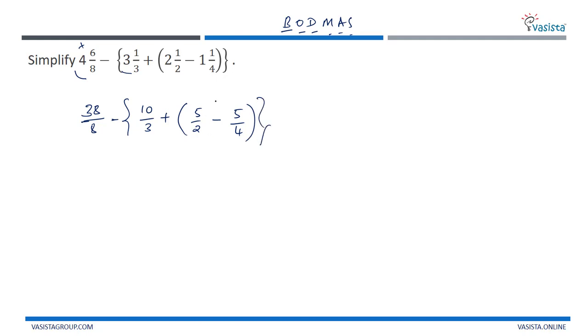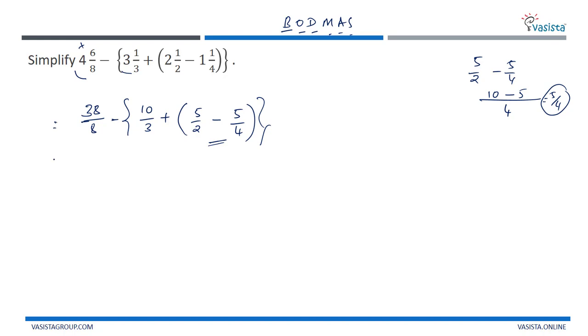Now let us go with this first bracket, first this and then the curly bracket. So let us simplify it: 5 by 2 minus 5 by 4. Take the LCM of 2 and 4, which is nothing but 4. 2 times 2 is 4, 2 times 5 is 10, minus 4 times 1 is 5. Hmm, this will become 5 by 4, correct?